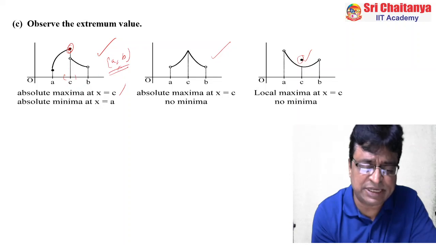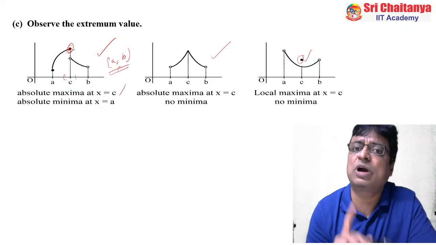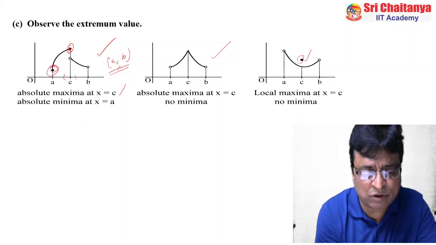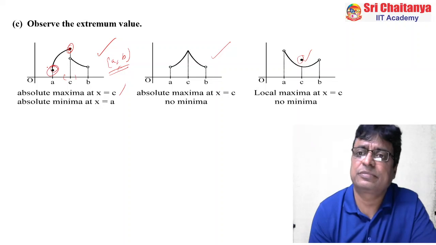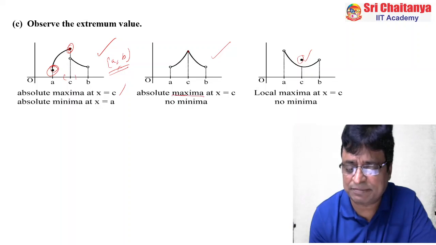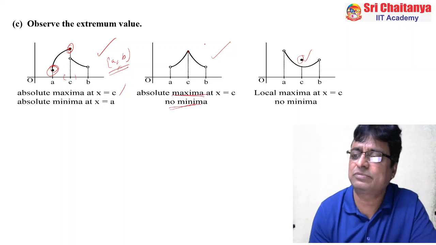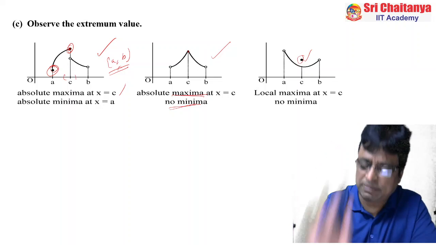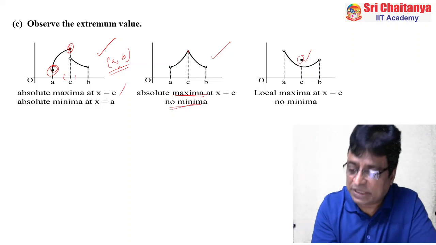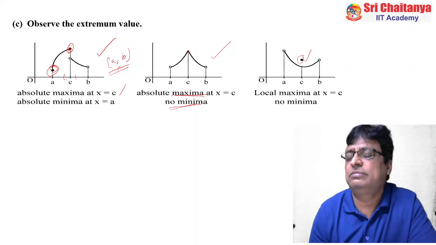At x equals c, the point has what? A local absolute maximum. And at x equals a, it has what? Absolute minimum. And here at x equals c, it has a maximum, no minima. This curve has no minima. That means sometimes only a maximum will exist, sometimes only a minimum will exist. Try to understand the behavior.